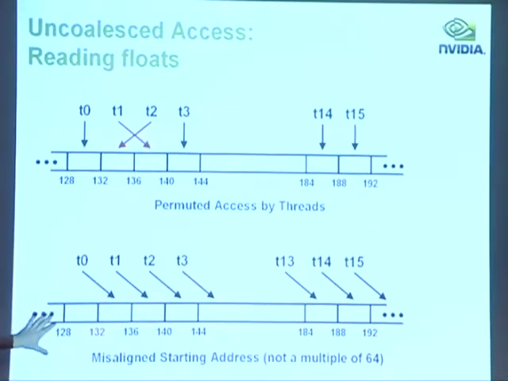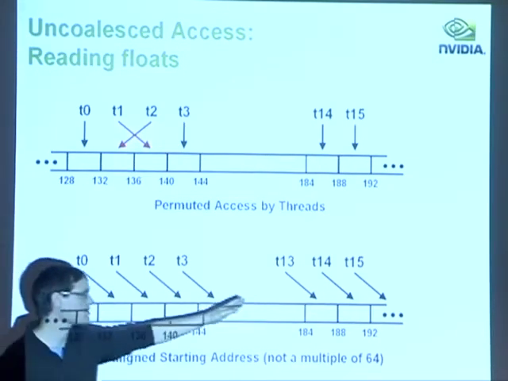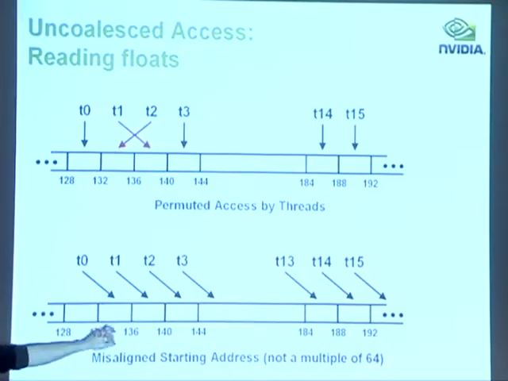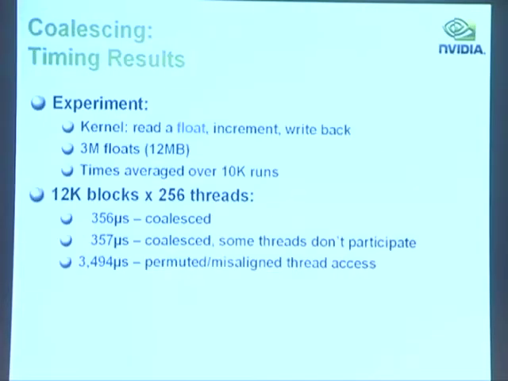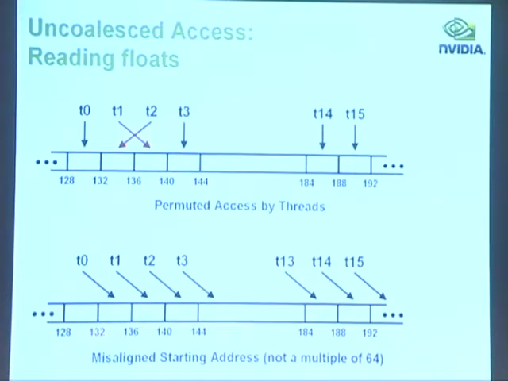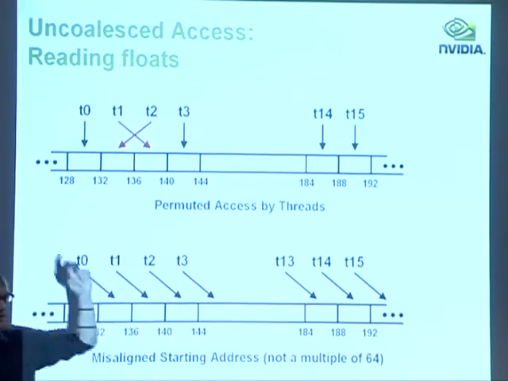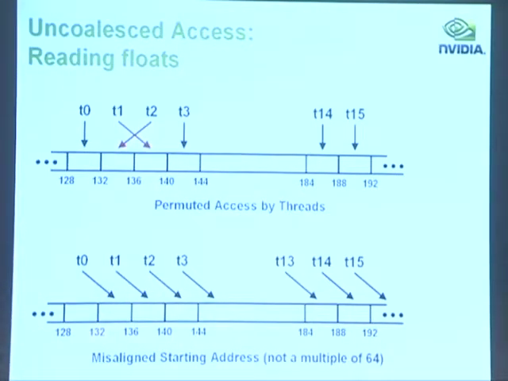Down here is an example of threads that are accessing sequential addresses, but they're misaligned. They're shifted over, so this thread is accessing from a non-64-byte aligned address, and this would not be coalesced. This is also a case that's going to get better in the future. And of course, there are cases that won't get better in the future, for example, if these threads are striding more than 128 bytes each. That will come up in the transpose example, and I'll talk about how to avoid that.